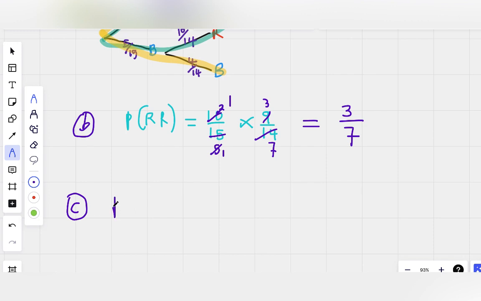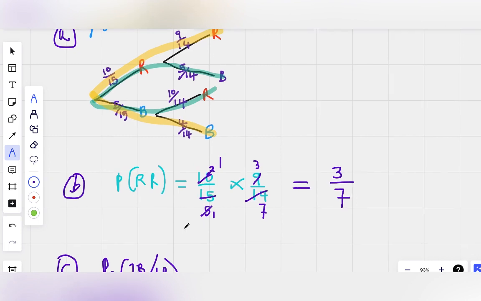The probability that the second one is black, given that the first one was red. Given that the first one was red. Right? Let me see again. It says calculate the probability that the second bead is black, given that the first bead chosen is red.